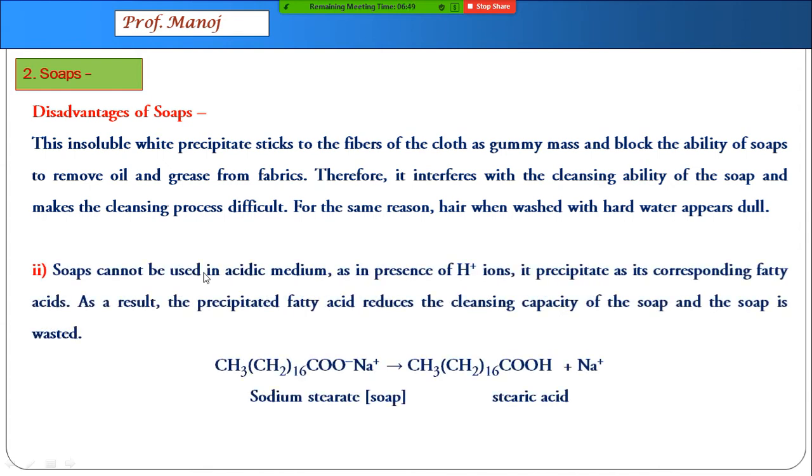The second disadvantage is if soap is used in acidic water, which contains more hydrogen ions, soap gets precipitated. So you can see sodium stearate gets separated as stearic acid along with sodium salt. This way, soap is also destroyed. These are the main two disadvantages. To summarize, soaps cannot be used in hard water, and soaps cannot be used in acidic water.